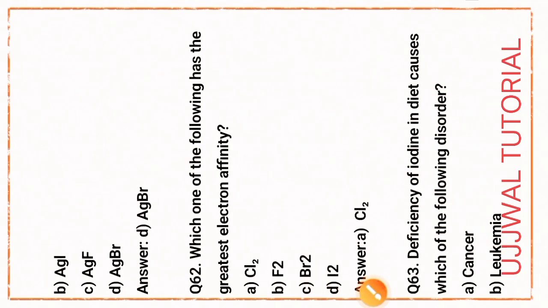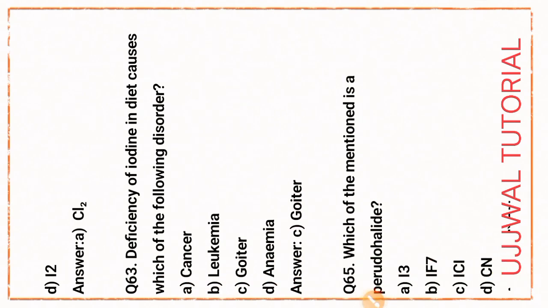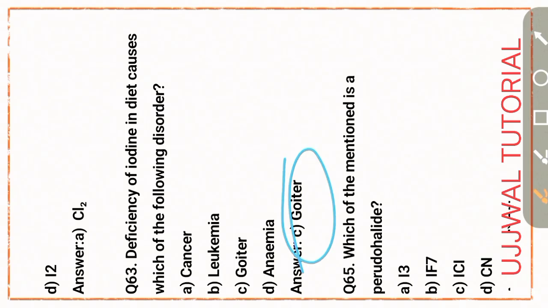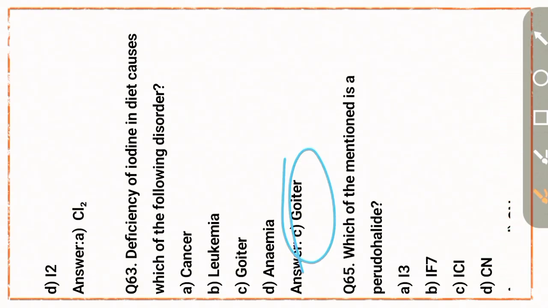Next question, question number 63. Deficiency of iodine in diet causes which of the following disorders? That is option C, goiter. This is one type of disease. Okay, option C is the right answer, goiter. That is the deficiency of iodine causing one type of disease named goiter.